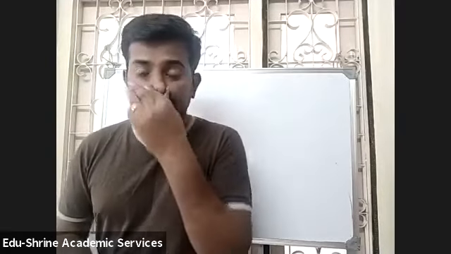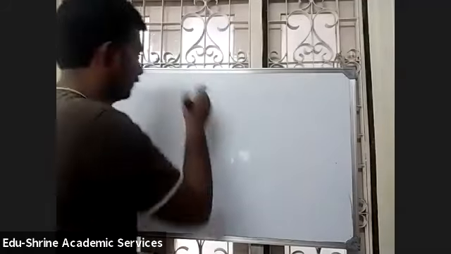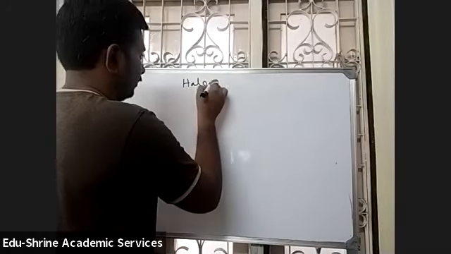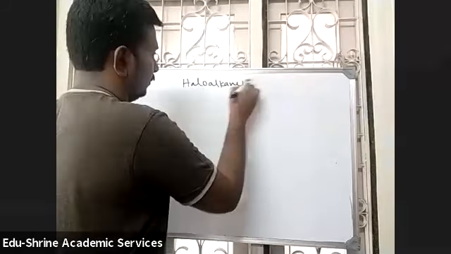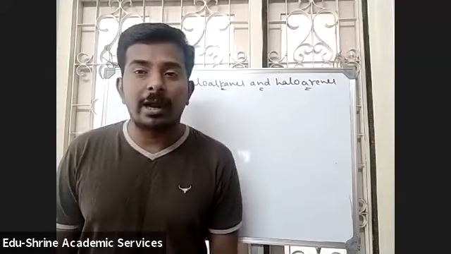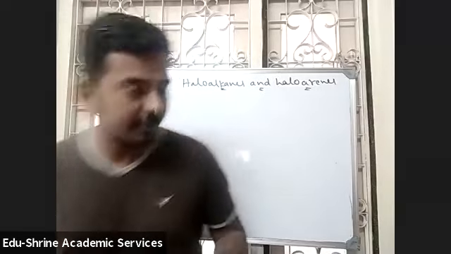So today we'll start with a new chapter, haloalkanes and haloarenes, right? Haloalkanes and haloarenes. First, what do you mean by haloalkanes and haloarenes? These are the derivatives of alkanes which are obtained by replacing one or more hydrogen atoms of a hydrocarbon with halogen atom. Right? First, write down the definition.